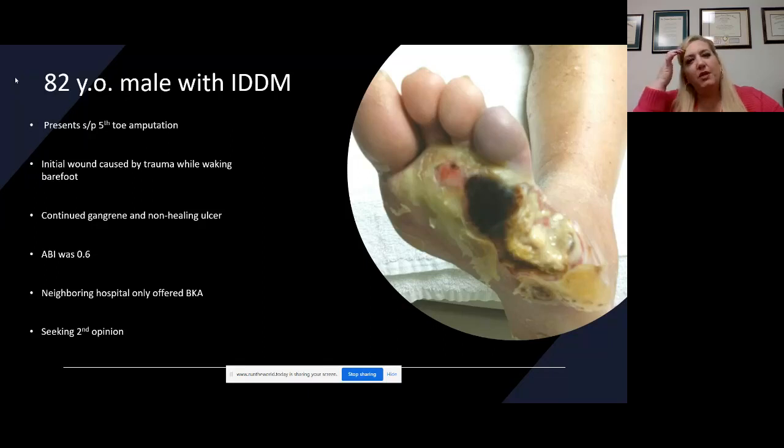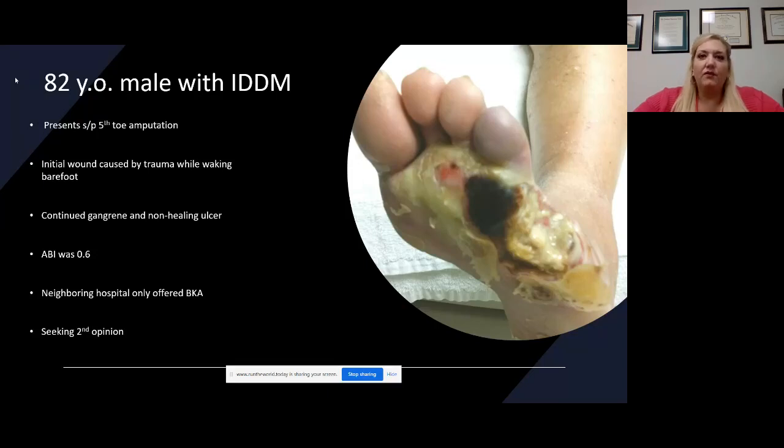So he came into our clinic because at that neighboring facility, he was only given the opportunity for a below knee amputation. Now, he was 82, but he was a fit 82. He has grandkids and he's a golfer. So he was not happy with the only option being a below knee amputation.